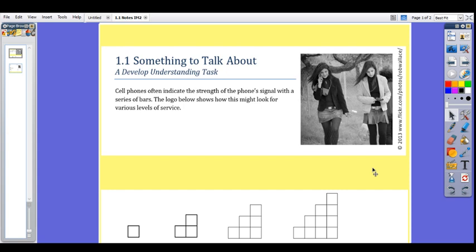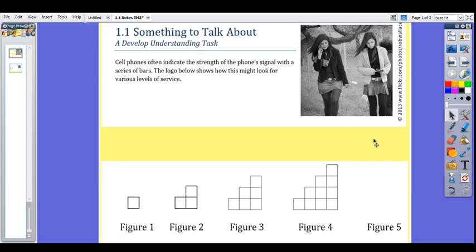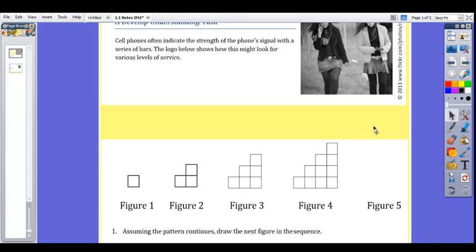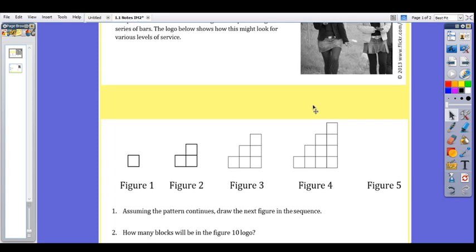So this one is telling us that cell phones have phone signals that have bars. So if this is how the bars look, and if the pattern continues, then the fifth figure, how will it look like? So pause the video and draw the fifth figure. Okay.